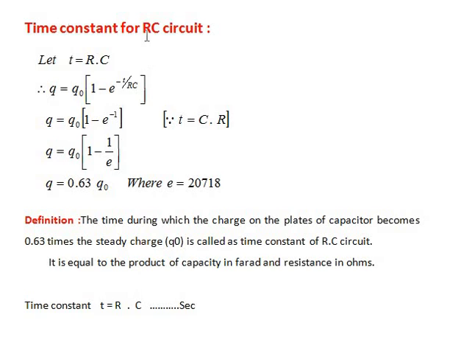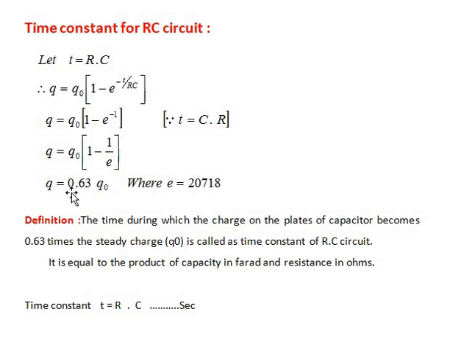Therefore the time constant for the RC circuit, let T be equal to RC. Therefore Q is equal to Q naught into bracket 1 minus e raised to minus T by RC. Substitute the value of T equal to R into C here. So Q is equal to Q naught into bracket 1 minus e raised to minus 1, as RC gets cancelled and it remains minus 1. So therefore Q is equal to Q naught into bracket 1 minus 1 divided by e.